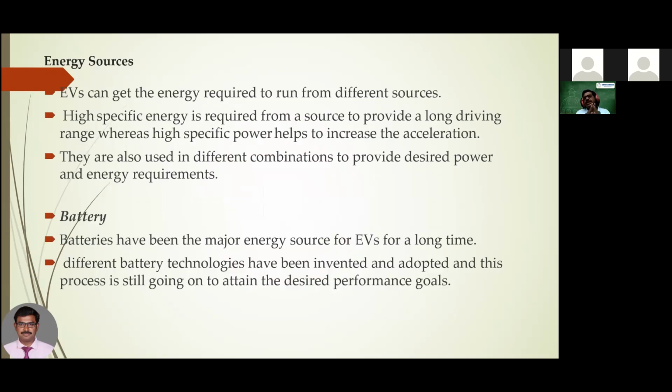For energy sources, we can get the energy from many different sources. To get energy, you can use a battery, a fuel cell, or an ultra capacitor. Many energy sources may be available, and from them we get energy to operate a traction motor.